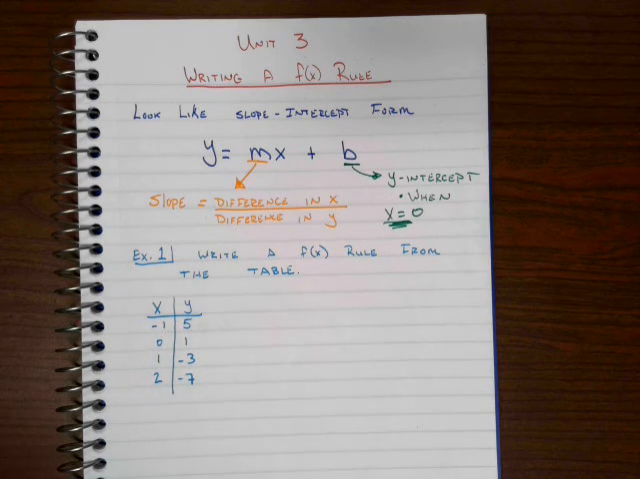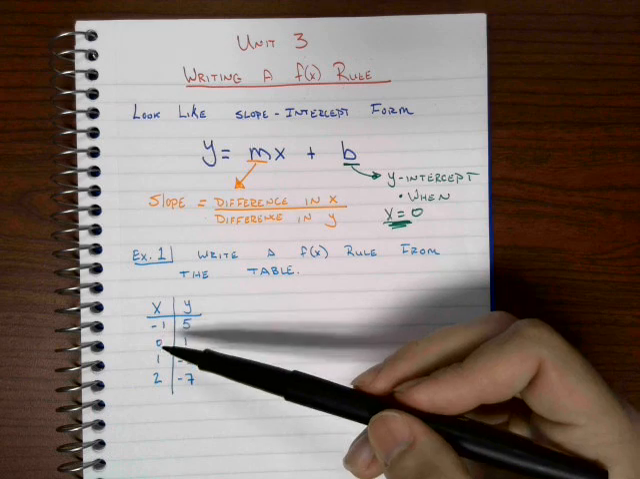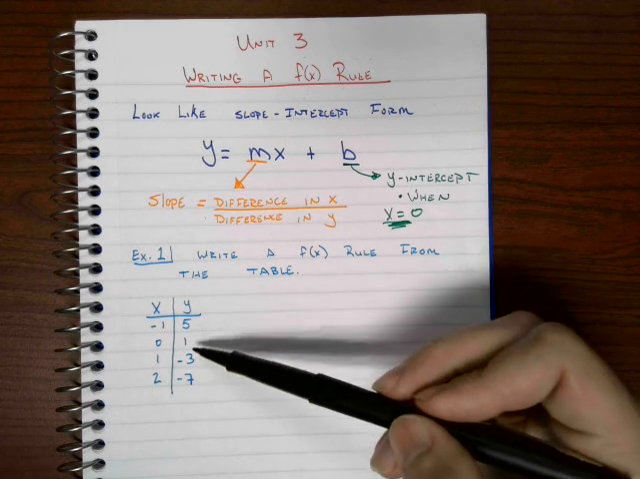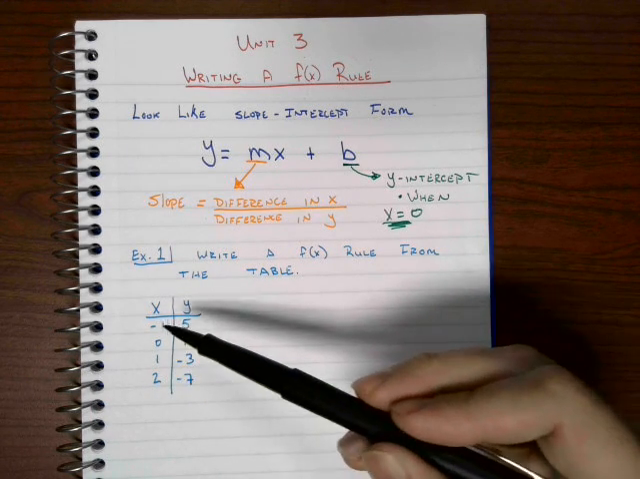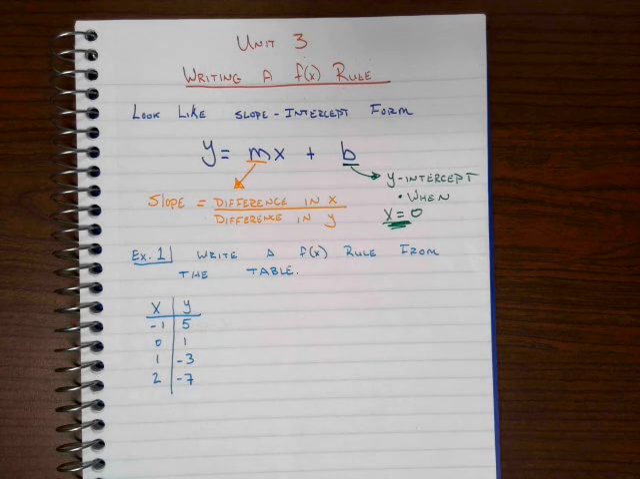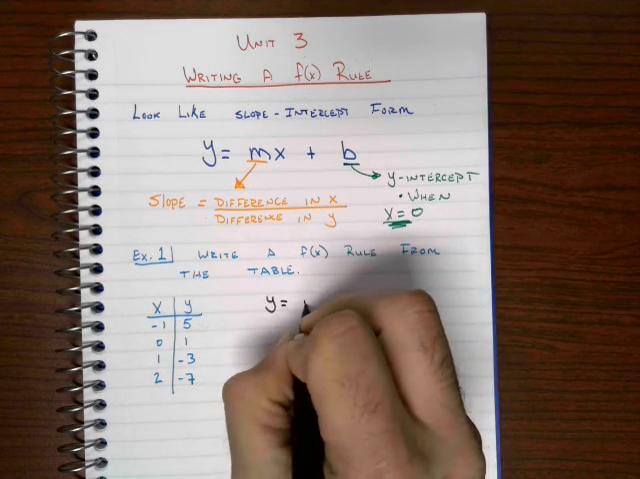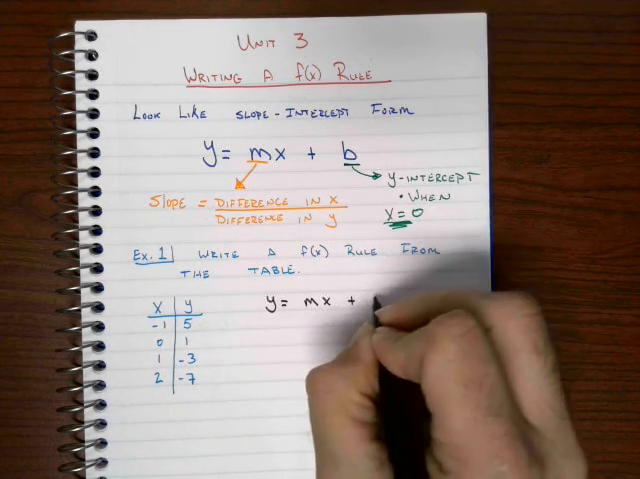Now, one thing to pay attention to. Sometimes they might try to trick you and skip x values. They might do the same for y. So make sure that we're looking at our x and y's instead of just looking at two of them and assuming, okay? So our function rule needs to look like this. Y equals mx plus b, okay?